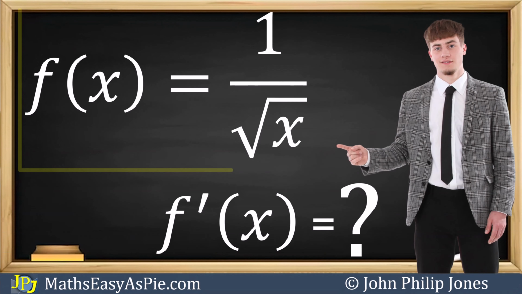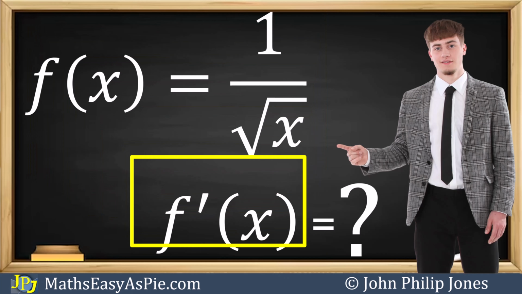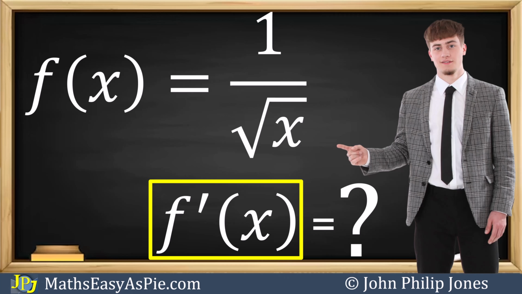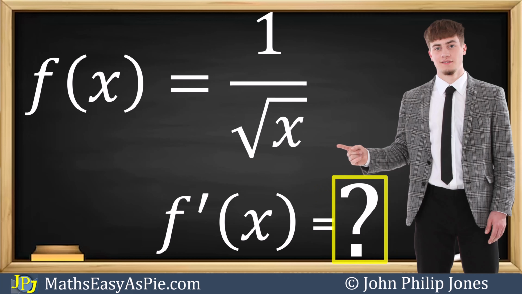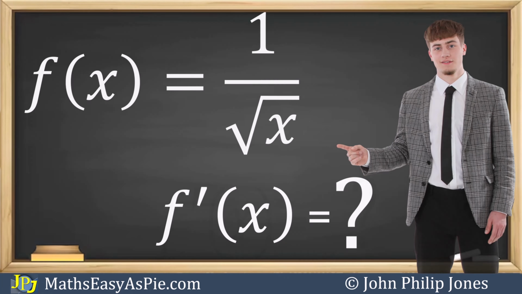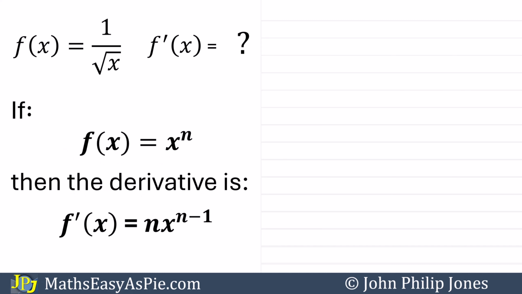We have f of x equals 1 over the square root of x, and we are to find f prime of x. In other words, we've got to find the first derivative and work out what goes in the position of this question mark. So we'll move forward and we will calculate what goes in the position of the question mark by using this here, which is the power rule for differentiation.